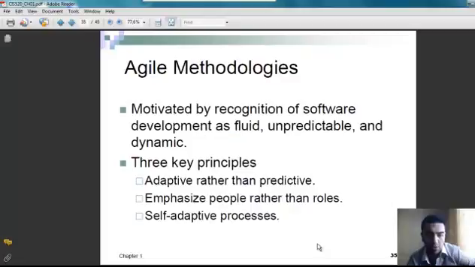Agile methodologies are motivated by recognition of software development as fluid, unpredictable, and dynamic. Three key principles. First one, adaptive rather than predictive. Second one, emphasizing people rather than roles. Third one, self-adaptive processes.